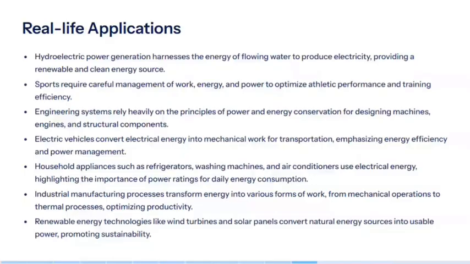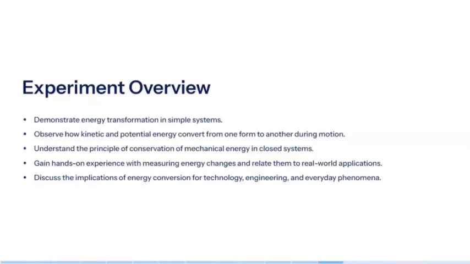So we have engineering systems that make use of work, energy, and power. Electric vehicles make use of work, energy, and power. Household appliances, industrial manufacturing, and renewable energy technologies like solar panels and their likes all make use of work, energy, and power. So these are just applications of work, energy, and power. And these are some experiments that can help to explain it.